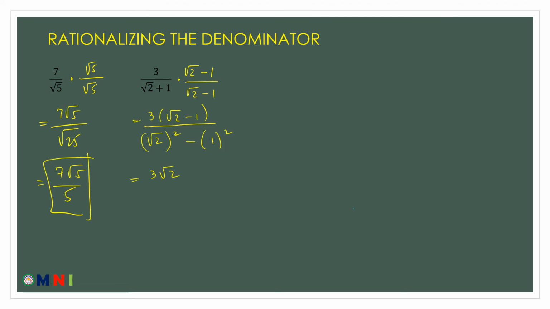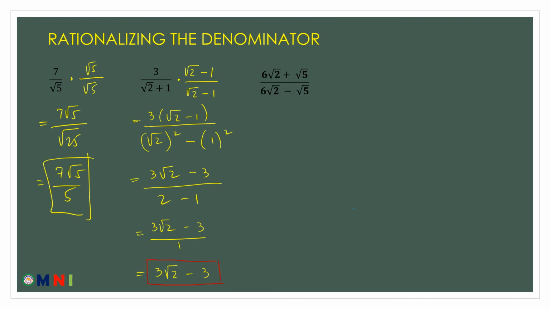Therefore, we do the distributive property all over this one. The square of the square root of 2 is 2, minus 1. So therefore, we have 3 square root of 2 minus 3 all over 1, or simply 3 square root of 2 minus 3. So if the denominator is 1, you can just have this as your final answer.